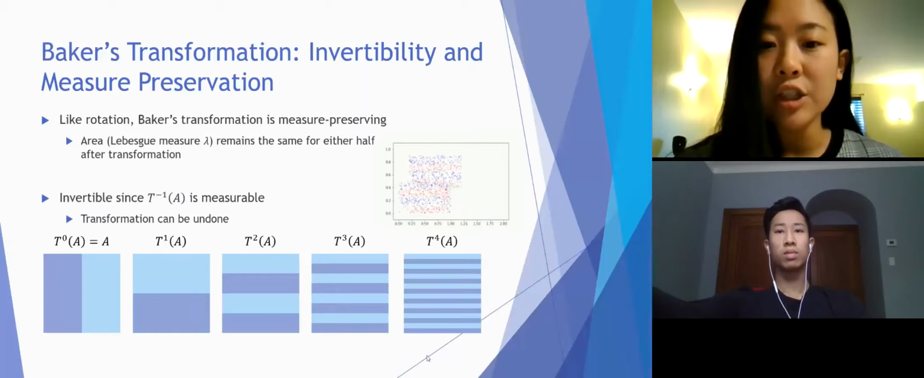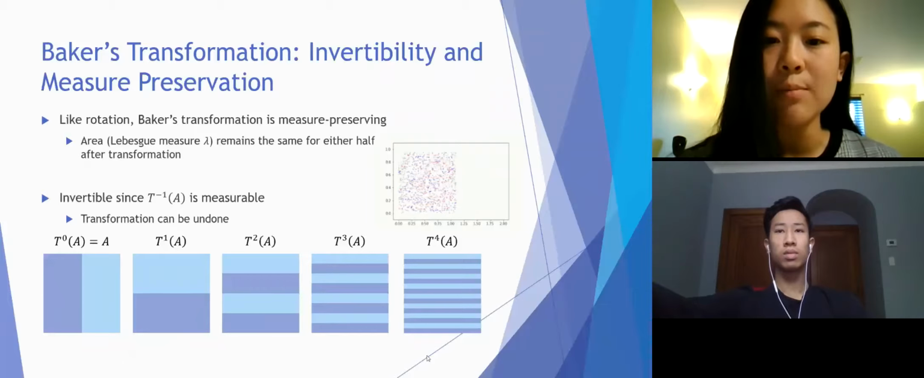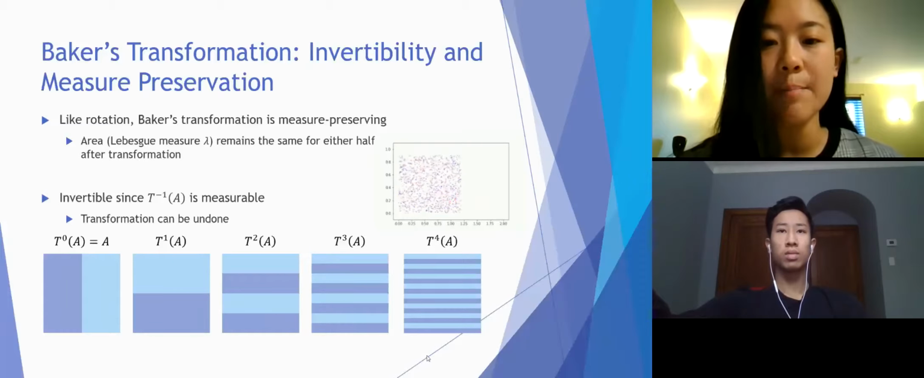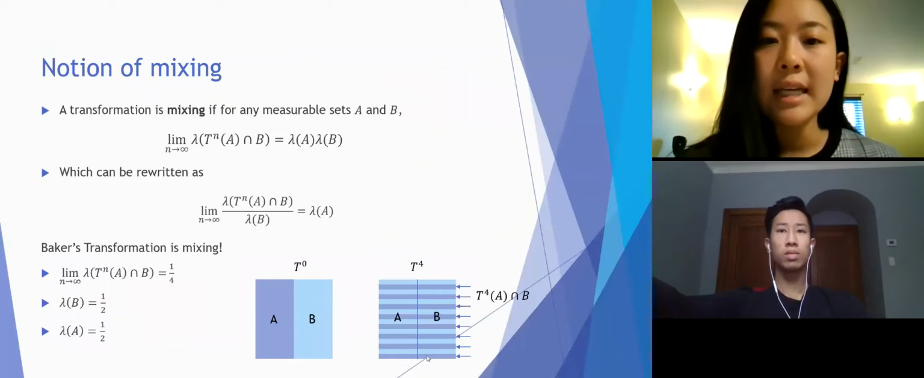We have another illustration to show what happens after we apply the transformation a few more times, which creates more alternating layers of set A and set B. This interaction of the 2 sets is named mixing.